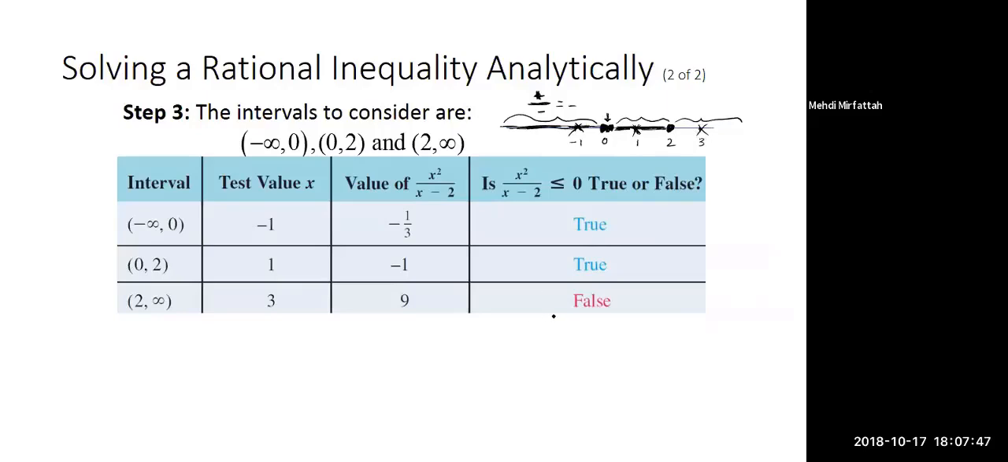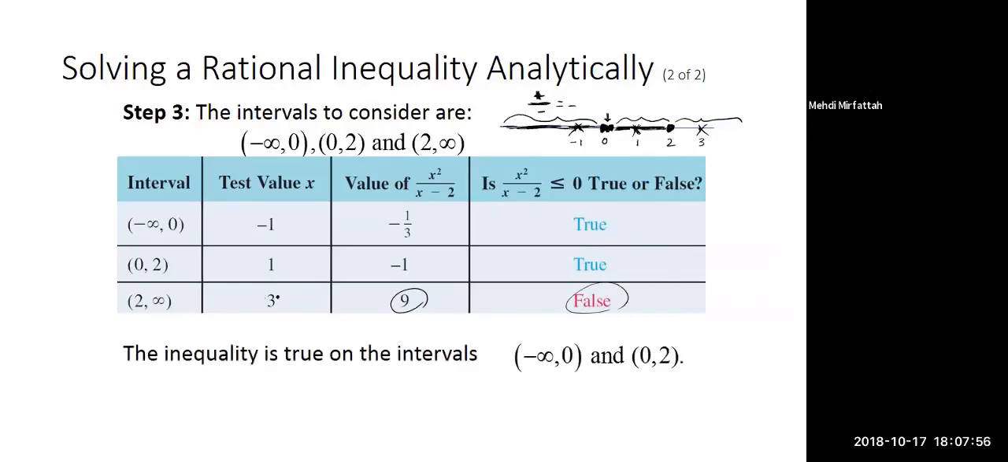If I pick 3 here, I get 9. 9 is positive, not true. So the solution would be from -infinity to 0 and 0 and 2. So the solution set would be from -infinity to 2.